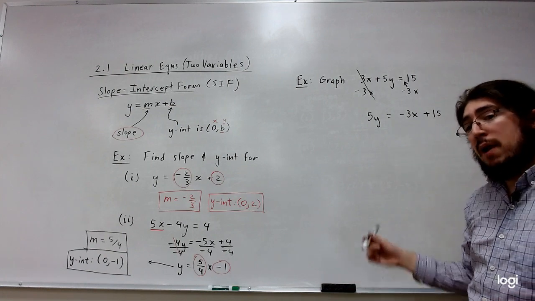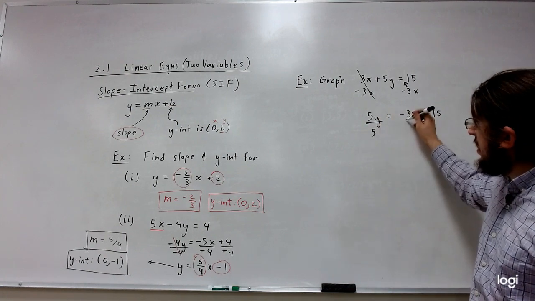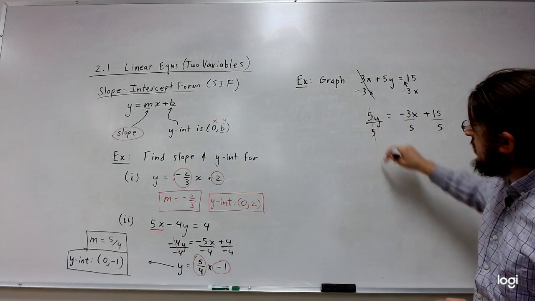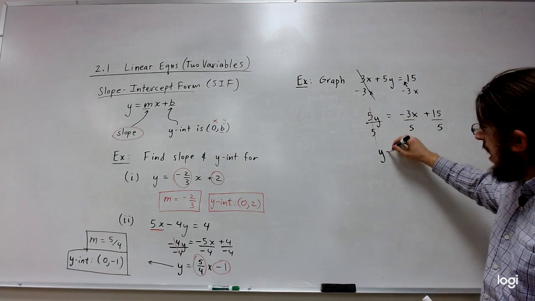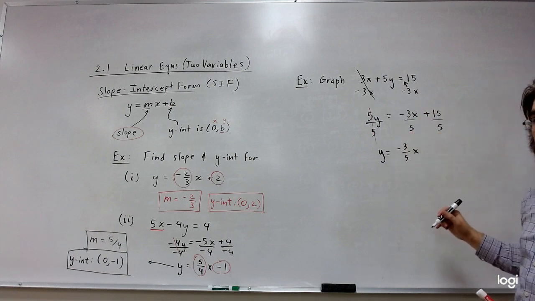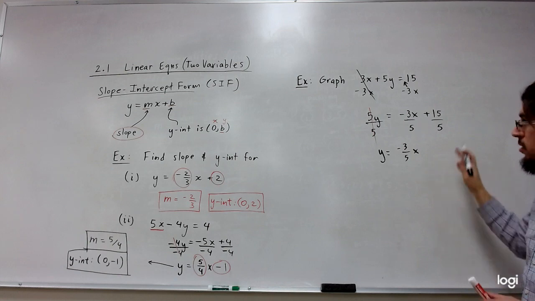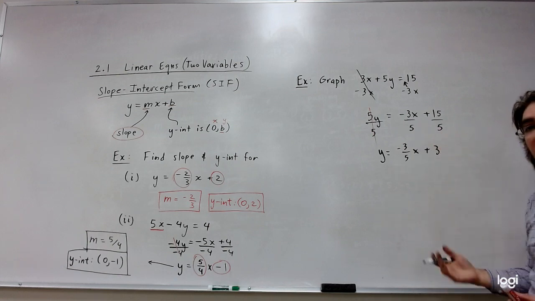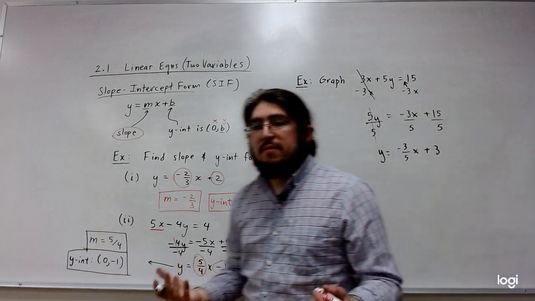And now, to get y completely by itself, we'll divide everything by 5. Remember, you have to divide everything by 5. They cancel out here, so we just get y. And we get negative 3 over 5 times x for the first term. So just drop the x down, basically. You can always do that. 15 divided by 5 is 3. There we go. So we have a y-intercept of 3 and a slope of negative 3 over 5.